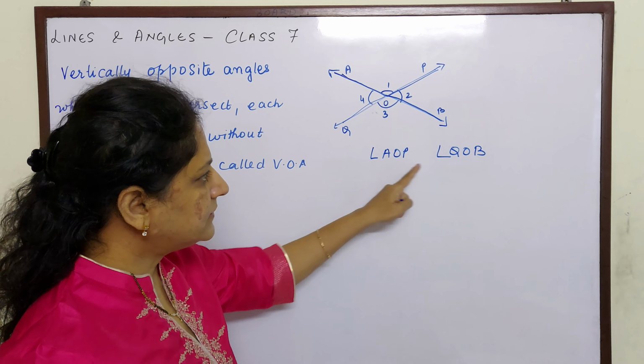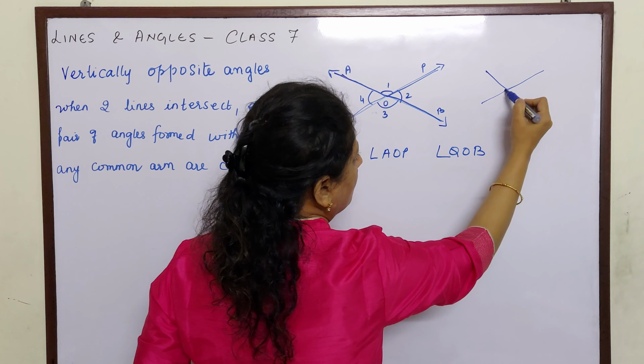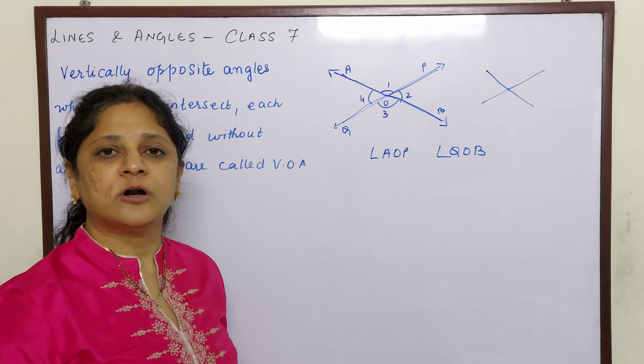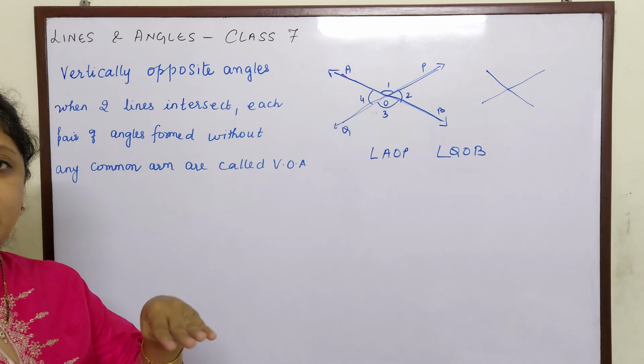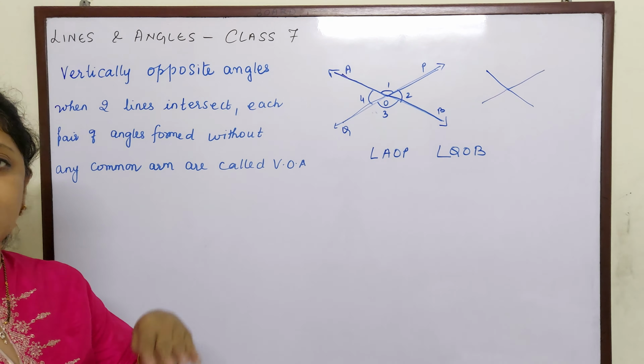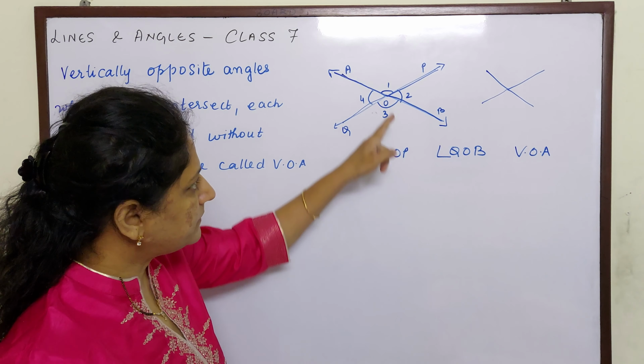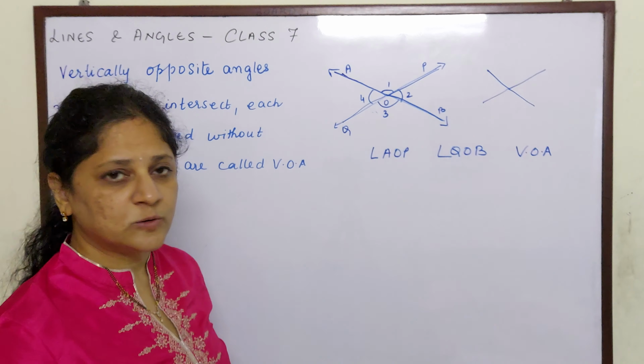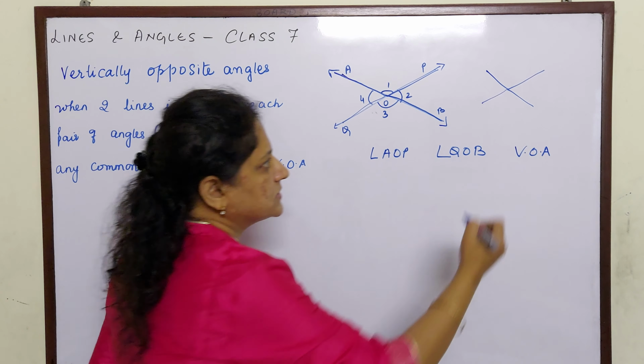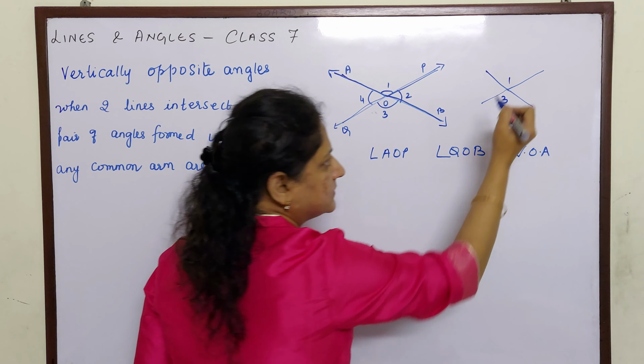But other than that, do they have any common arm? The shape of AOP is like this and the shape of QOB is like this. So they do not share any common arm like the adjacent angles. So these are vertically opposite angles and they are equal in measure. That means angle 1 is equal to angle 3. So this is angle 1 and this is angle 3.